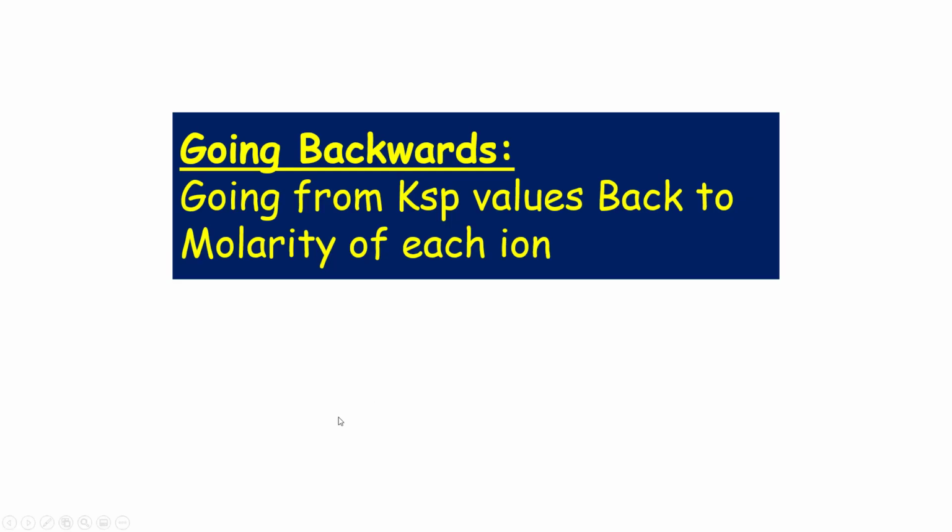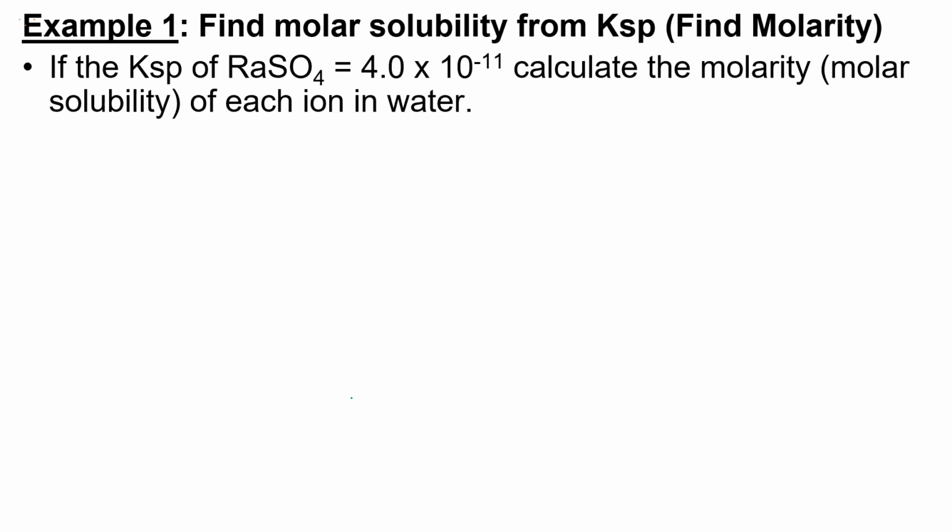So the last segment of this video is going to go backwards from what we just did, where we were given the molar solubilities and we had to calculate Ksp. Now we're going to be given Ksp and we have to figure out the molarity of each ion. So if you look on your companion worksheet, here is the first question. It says, if the Ksp of radium sulfate is 4.0 times 10 to the minus 11, then what is the molar solubility, or the molarity, of each ion in water?